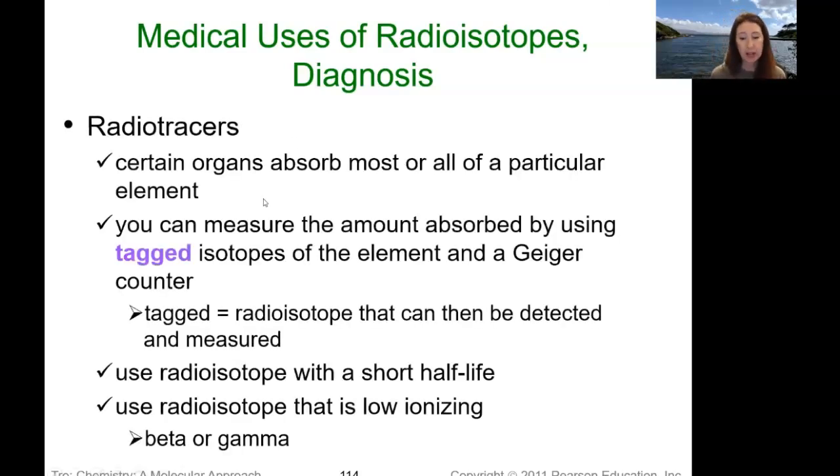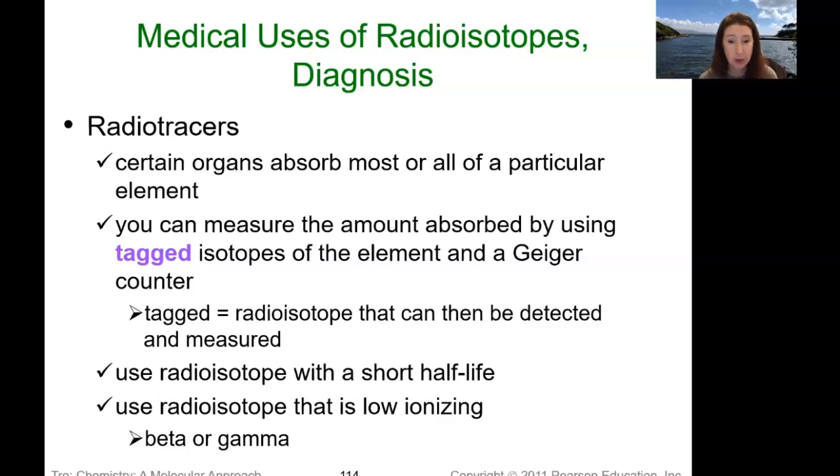So they use these radio tracers, and certain organs absorb most or all of specific elements. So specific radionuclides like certain organs, and I'll talk to you about those. And so you can measure the amount absorbed using these tagged isotopes, and you can use a Geiger counter. The Geiger counter actually measures the gamma or the beta rays given off by the radionuclide as it decays. So as it goes through decay, it actually measures the decay coming out of your body.